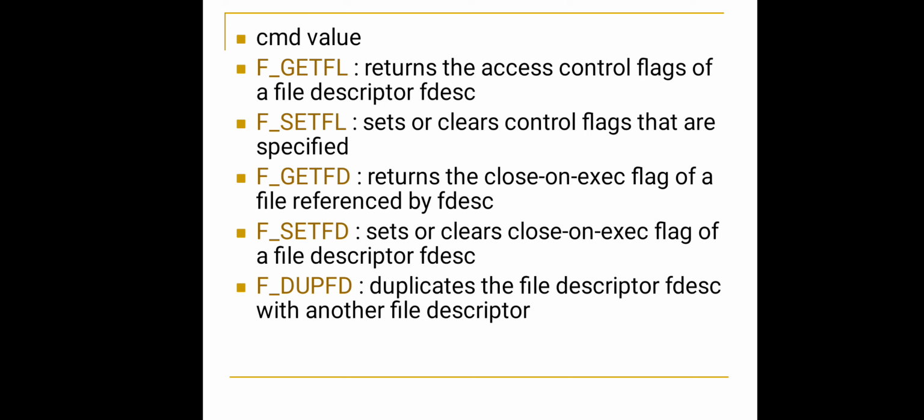F_GETFL returns the access control flags of the file descriptor fdesc. F_SETFL sets or clears the control flags that are specified. F_GETFD returns the close-on-exec flag of a file referenced by fdesc. F_SETFD sets or clears the close-on-exec flag of the file descriptor. F_DUPFD duplicates the file descriptor with another file descriptor.